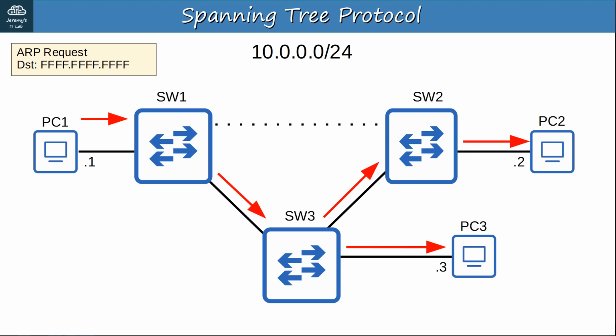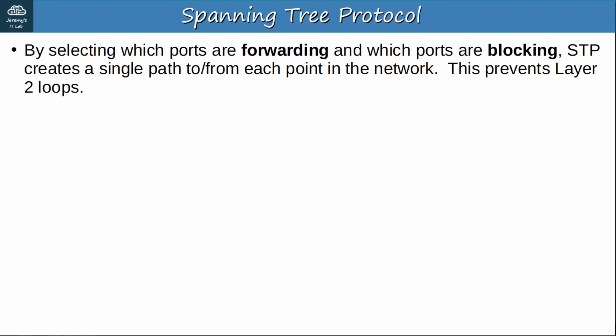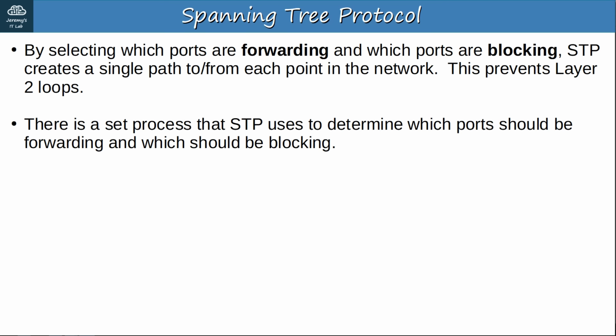Now let's go a little deeper into how Spanning Tree Protocol works. By selecting which ports are forwarding and which ports are blocking, STP creates a single path to and from each point in the network. This prevents layer 2 loops. There is a set process that STP uses to determine which ports should be forwarding and which should be blocking. That process is what we will cover next.